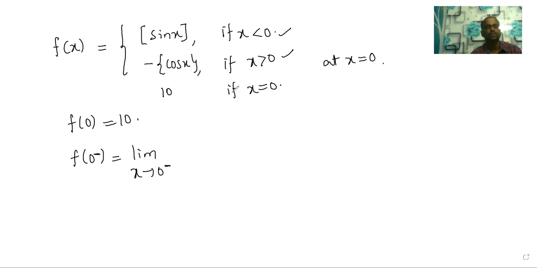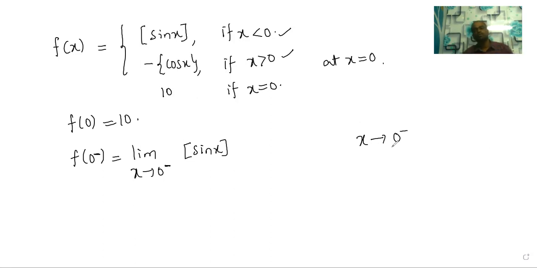X tends to 0 minus means what? X is approaching 0 but smaller than 0. That means x value less than 0. Then what will you get here? Box of sin x. So x tending to 0 minus means x is approaching 0 but less than 0, like you can take minus 0.1. It may be either radian or degrees, because compared to radian, the degree measure is a smaller value.